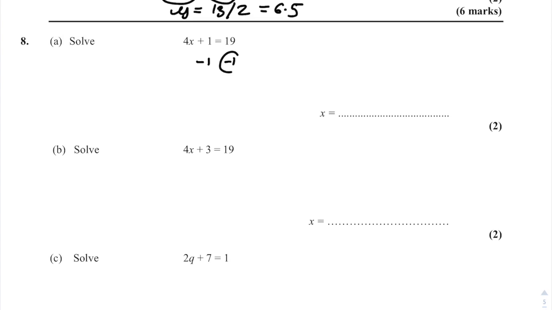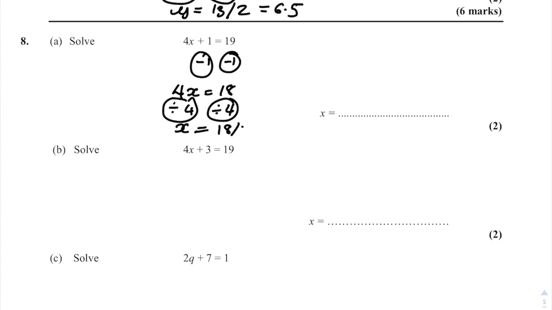So now we've got 8a, which is 4x plus 1 equals 19. Minus 1 from both sides, which gives you 4x equals 18. So then we divide by 4 on both sides, which gives x equals 18 divided by 4, which can also be simplified to 9 divided by 2. So x equals 9 divided by 2, and you can also write that as 4.5.